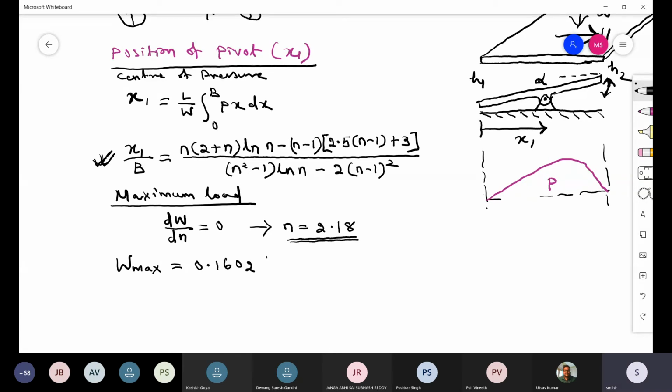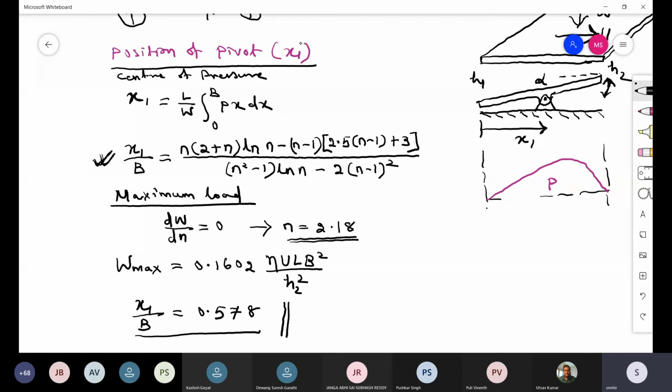eta UL B square by H2 square. Utilizing this value of n, you will find x1 by b equal to 0.578. Okay, you can see here, this is not at the middle. This is at a point which is 0.5 or slightly higher than the middle. Okay, 0.578. But in real design, it is difficult to use a value 0.578.